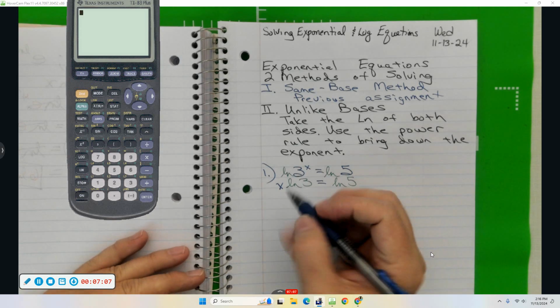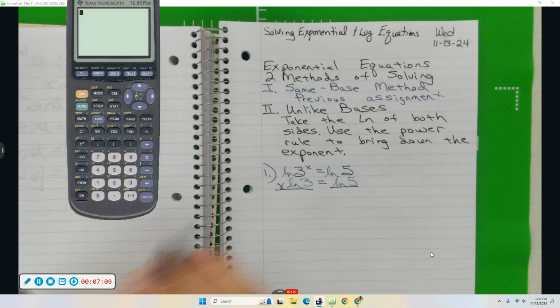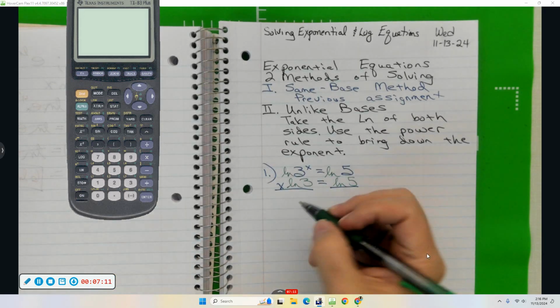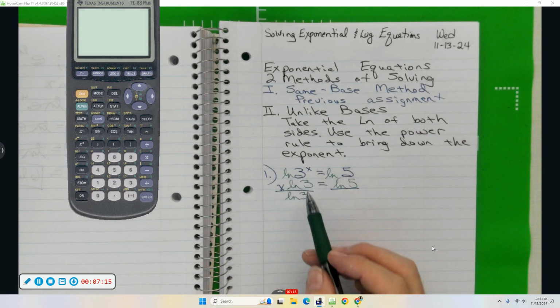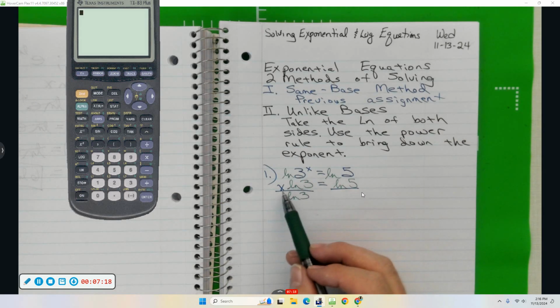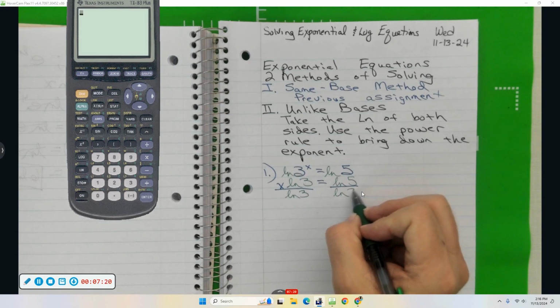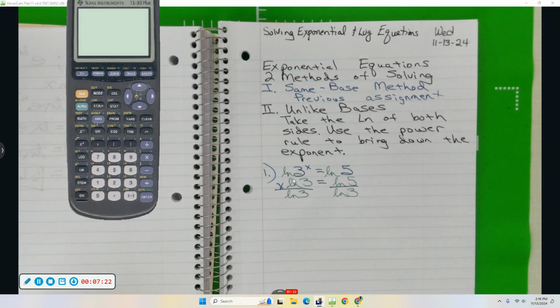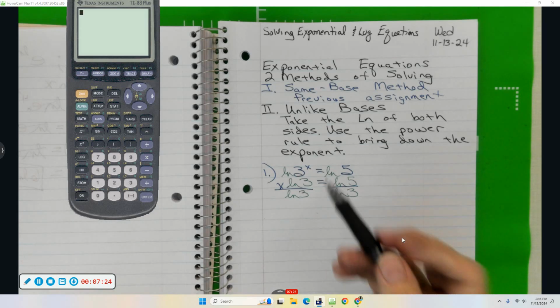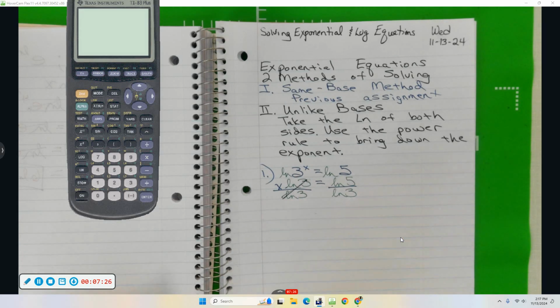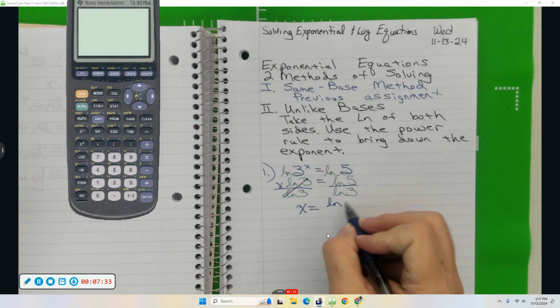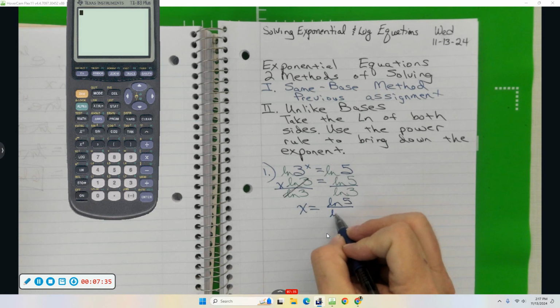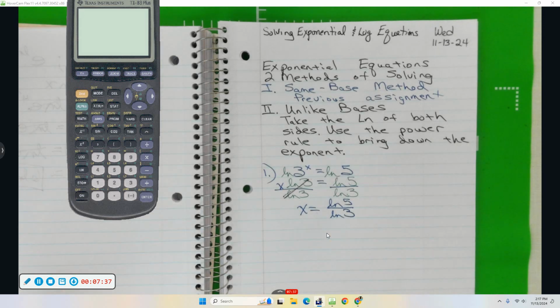Divide by ln3. ln3 is a number. We add x times a number to get rid of the number, to get rid of that number and get x by itself. Divide. ln3 is actually the coefficient of x. When you do that, the ln3's cancel on the left, and what you have left is just x equals ln5 all over or divided by ln3.